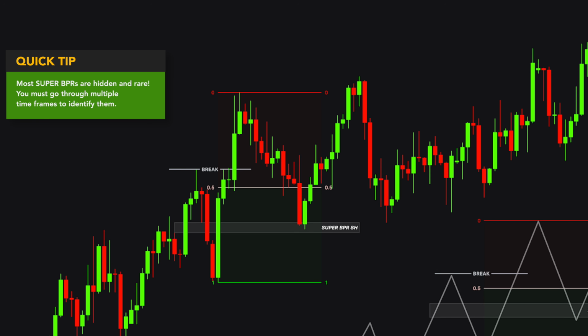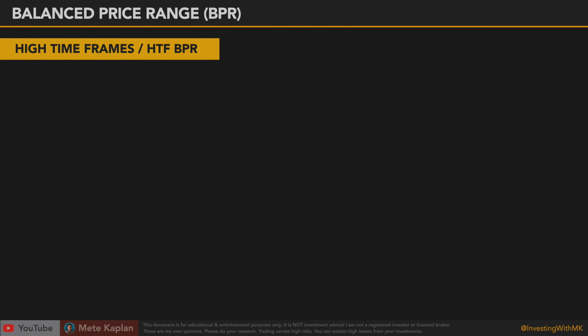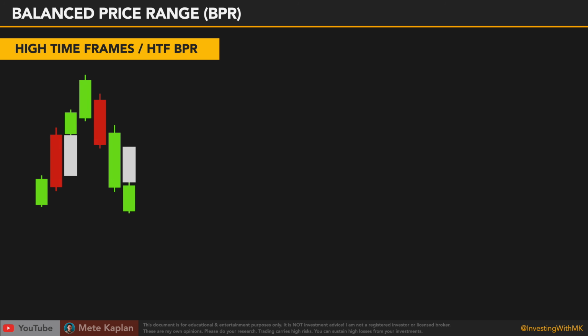The problem is Super BPRs are mostly hidden. You have to go through multiple time frames to see it. They are hidden for a reason. Now, you saw a break of structure method to trade. What about other methods? What can we do with balanced price ranges?